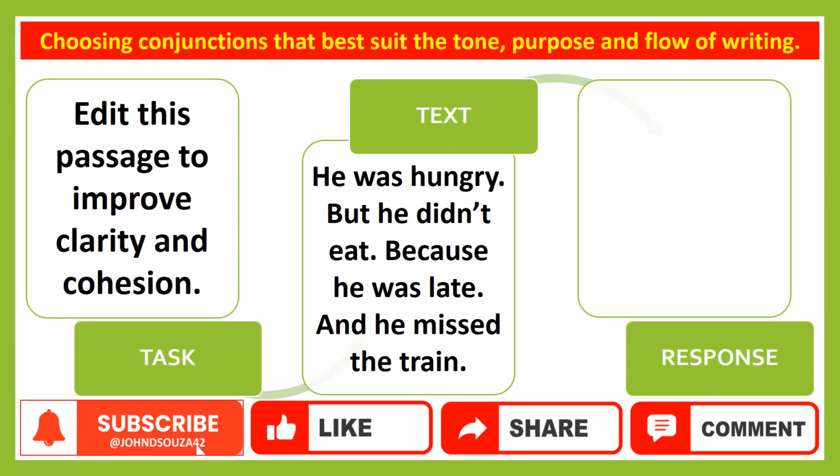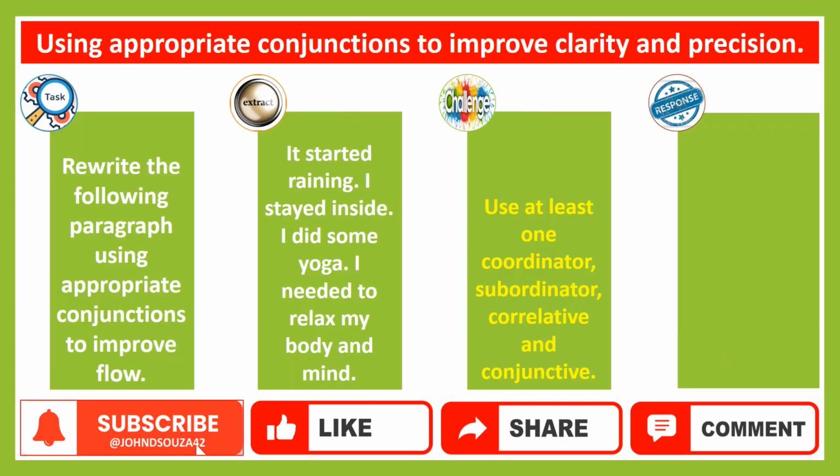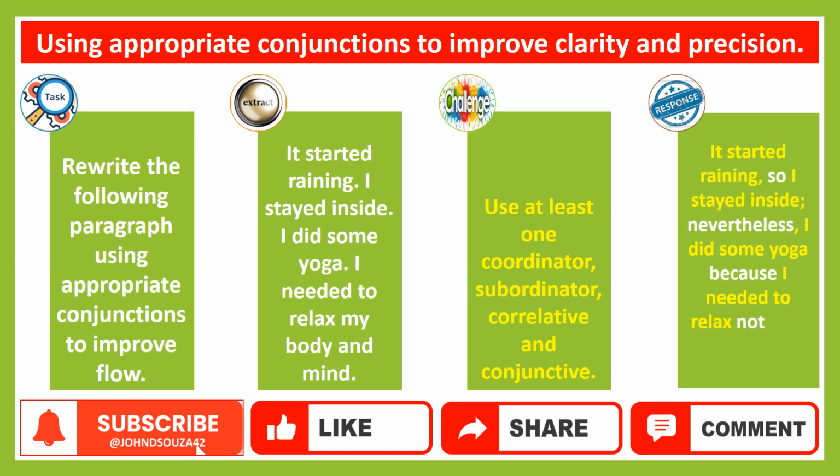Writers must choose conjunctions that best suit the tone, purpose, and flow of their writing. Let's explore how. The coordinators but and so, as well as the subordinator because, are used to join three sentences. Let's use four types of conjunctions to improve clarity and precision. So is a coordinating conjunction. Nevertheless is a conjunctive adverb. Because is a subordinating conjunction. And not only but also is a correlative conjunction used to join four sentences.